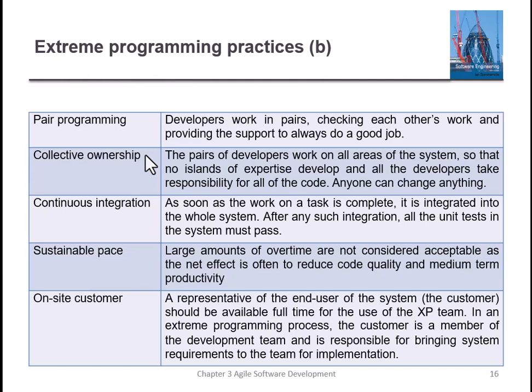Sustainable pace: large amounts of overtime are not considered acceptable, as the net effect is often to reduce code quality and medium-term productivity. On-site customer: a representative of the end user of the system should be available full-time for the use of the extreme programming team. In an extreme programming process, the customer is a member of the development team and is responsible for bringing system requirements to the team for implementation. This means you have to include the customer.